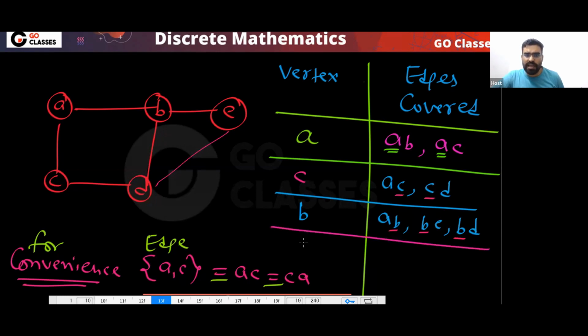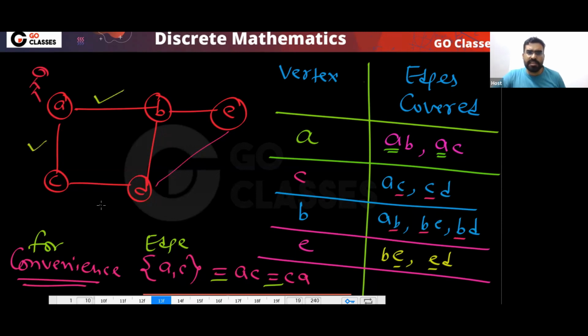And similarly, finally, for example E, what edges will E cover? E will cover the BE edge and the ED edge. So you can notice these two edges are covered by E. So this is simple. If you put a security guard at this vertex, then this and this edge will be covered. And if you put a security guard here, then these three edges will be covered by this security guard. Okay, so this is the idea.